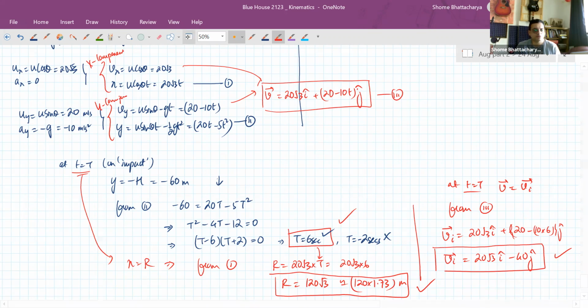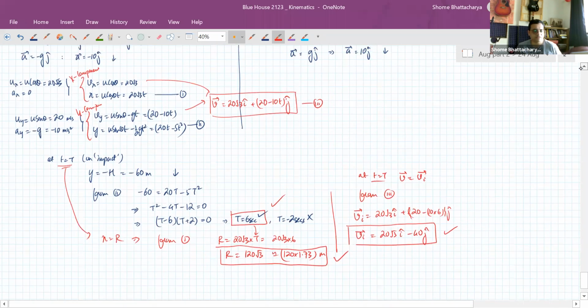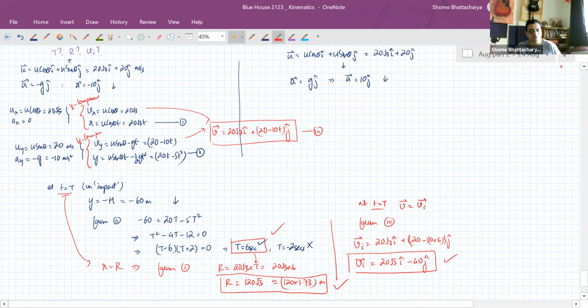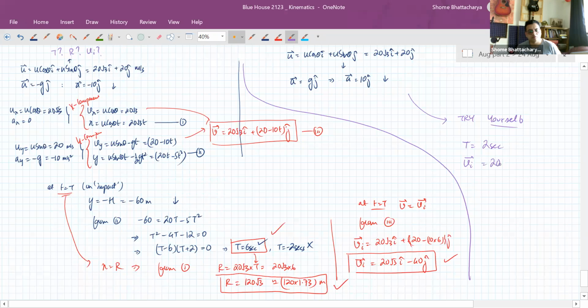Okay. So I want you to go through this very carefully, and the other part of this, which I had written on the side, where the projection was happening such that the vertical component was downwards rather than upwards, I want you to try that yourself. I will just give you the answers for this part. Try yourself when you're revising, and check that you get the answers like this. You will get the time as 2 seconds in this case. And you will get the impact velocity as 20 root 3, but plus 40 j cap.